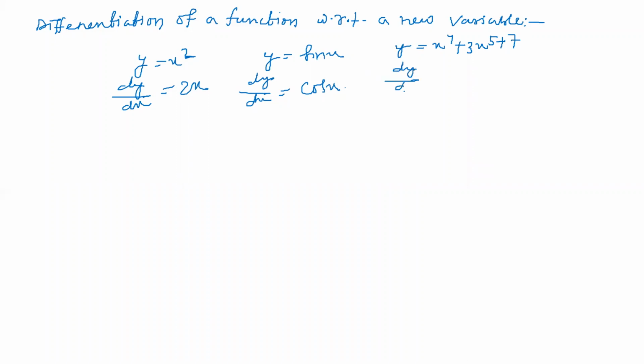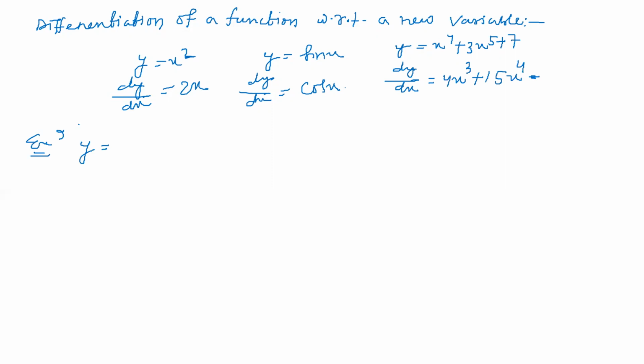Till now you have known it like this: dy by dx is equal to 4x cube plus 5 into 3, that is 15, x to the power 4, and the 7 will not be there, it is 0. So this is the result. But if I ask you y is equal to something else, this will be there. Let's come to the process with an example.